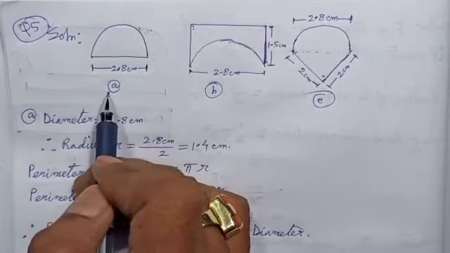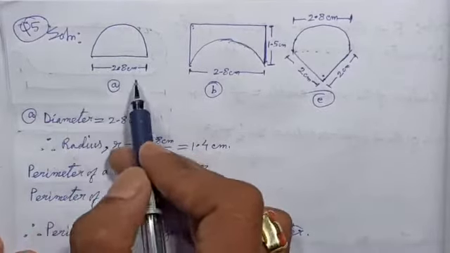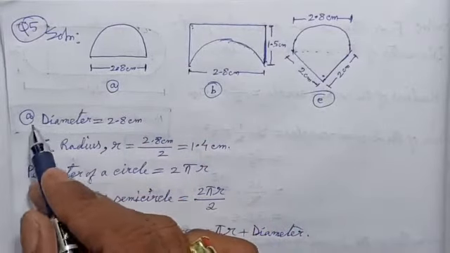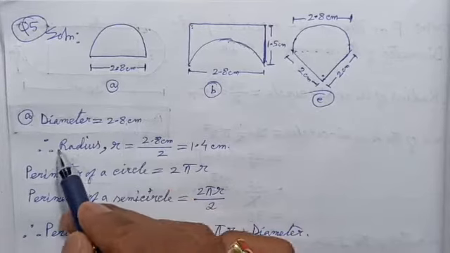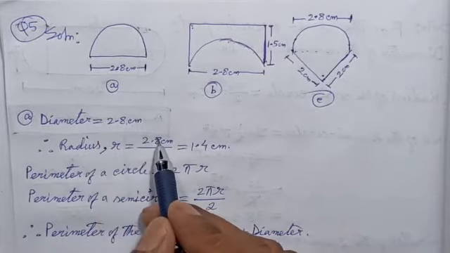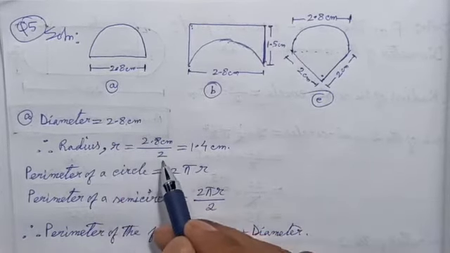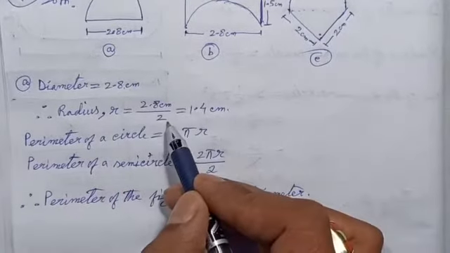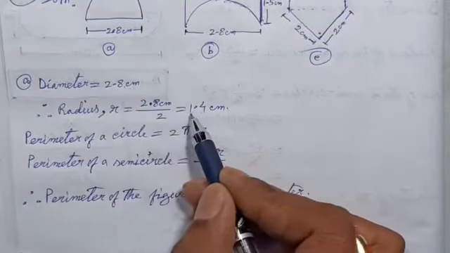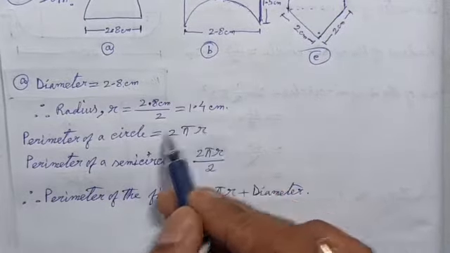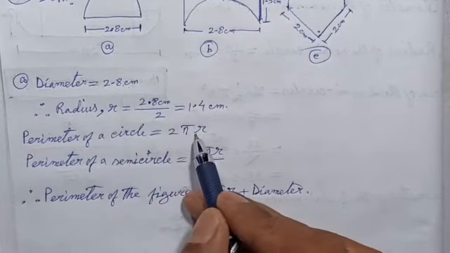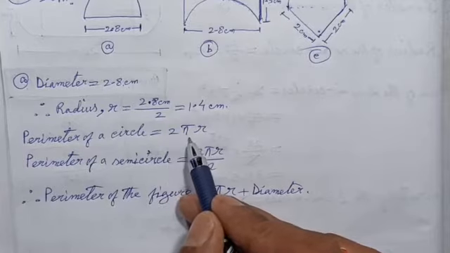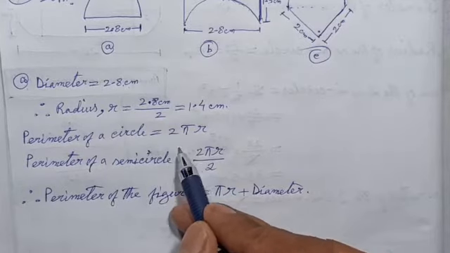Question number 5a. This is the figure given. Now solution A. Here the diameter is 2.8 centimeter. Therefore the radius is diameter by 2, so 2.8 centimeter by 2. If we divide by 2, then we get 1.4 centimeter. Then the perimeter of a circle is 2 pi r. Actually, this is the circumference of a circle.